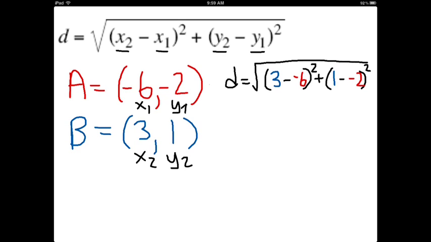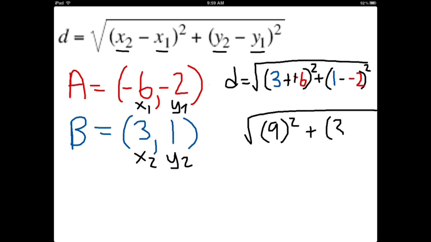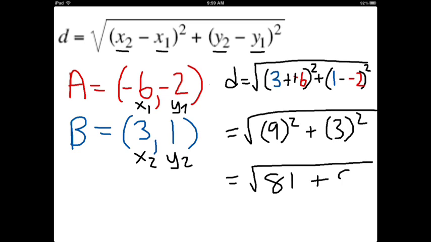Let's start with the first bracket. What we have is 3 minus a -6. Remember, you're subtracting a negative number, so you're essentially just adding it. So the first bracket is going to be 3 plus 6 squared. So that's 9 squared. The second bracket, you have 1 minus a -2. So that is going to be 3 squared. This should start to look a little bit familiar to you. Once we've worked this one out, you've got 81 plus 9, which is going to be root 90.